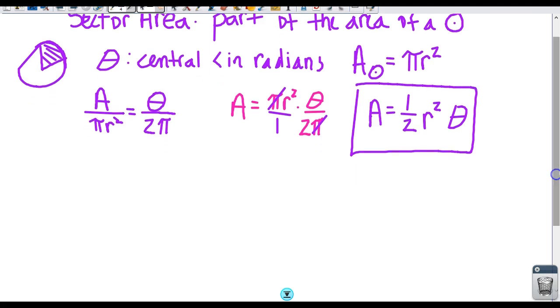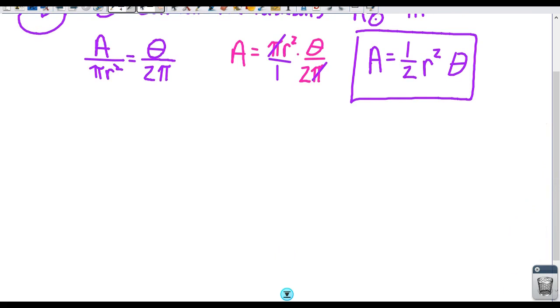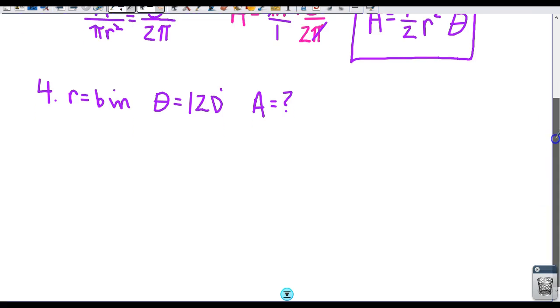Okay, so let's do an example of this one. Probably just do one example of this, and then I'm going to give you. So I think we're on example 4. I'm going to give you that the radius is 6 inches, and theta is 120. And I want to know the area of the sector. The question would clearly say area of a sector, so you know what you're finding the area of. We just don't necessarily need to write that. Hopefully you know that that's what you're doing right here.